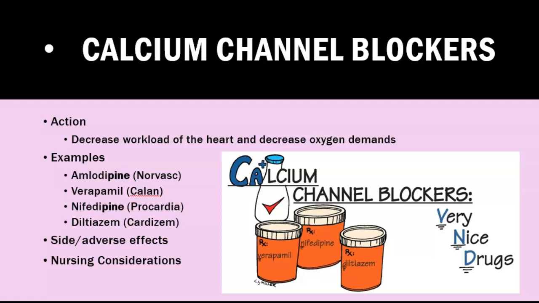Our last antianginal drug that we will talk about is going to be your calcium channel blockers. These decrease the workload of the heart and decrease oxygen demands. So we know that calcium in the body causes myocardial contraction and increases the workload of the heart. So your calcium channel blockers do the opposite. They're going to relax those arteries and decrease oxygen demand, which is going to reduce the workload of the heart, right?